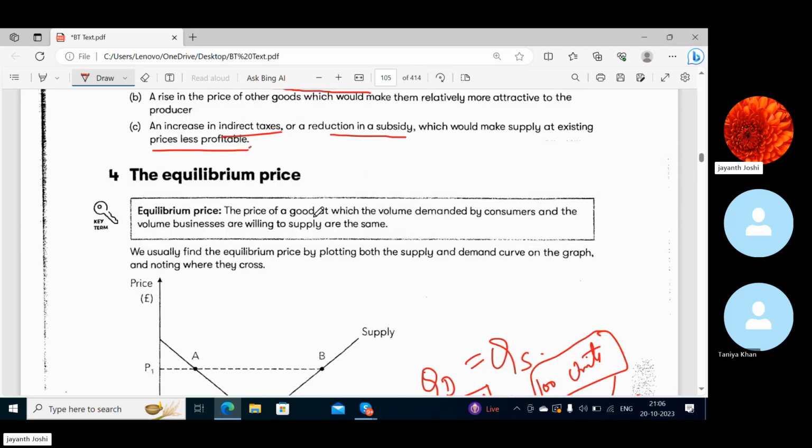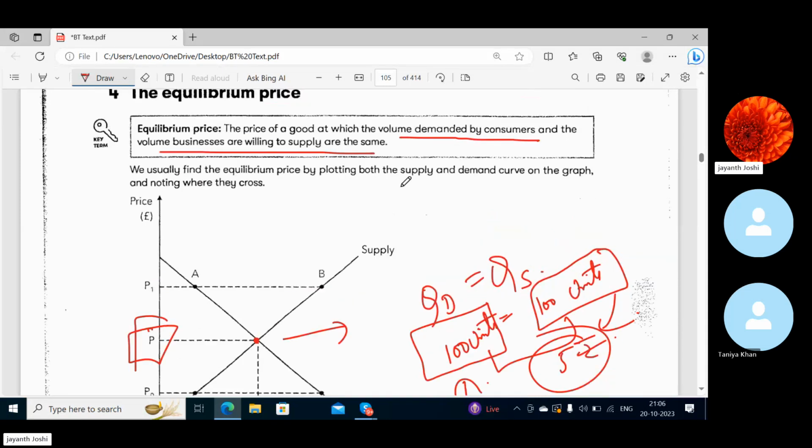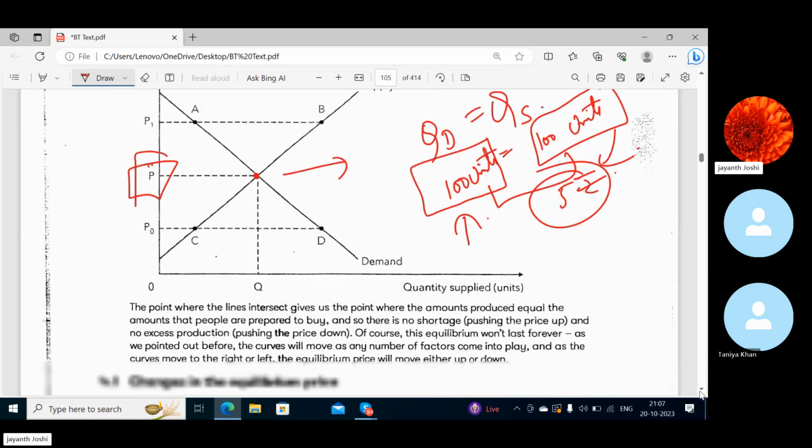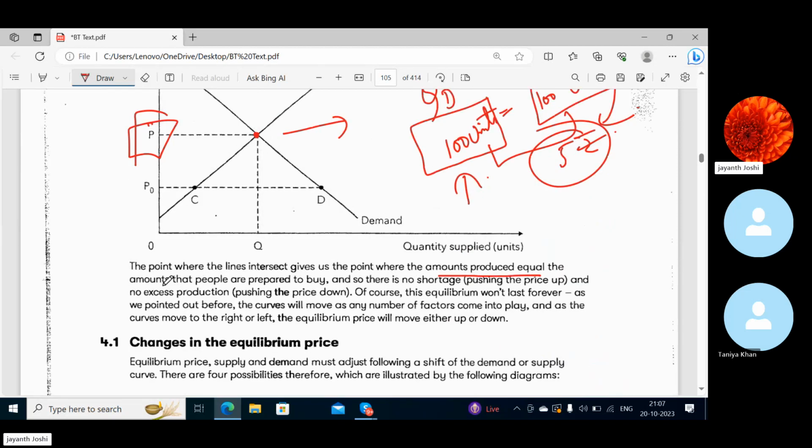The price of a good at which the volume demanded by customers and the volume businesses are willing to supply are the same. We usually find the equilibrium price by plotting both the supply and demand curves on the graph and noting where they cross. The point where the lines intersect gives us the point where the amounts produced equal the amounts that people are prepared to buy. And so there is no shortage and no excess production. Suppliers are not producing more, and the quantity demanded by the customers is such that they will consume the entire quantity. They are not going to feel that it is less or more for them.